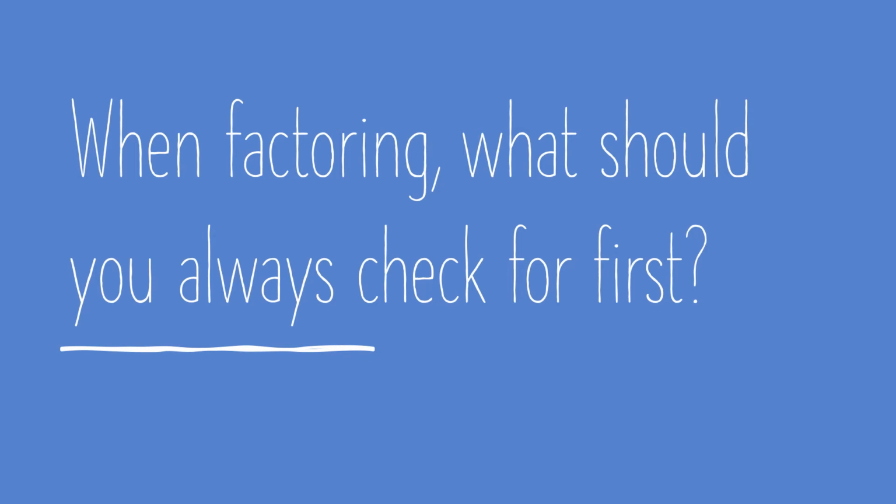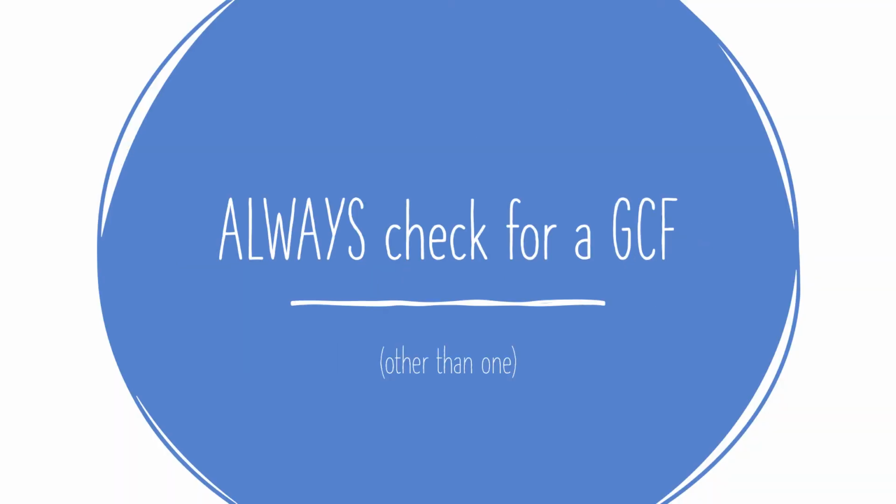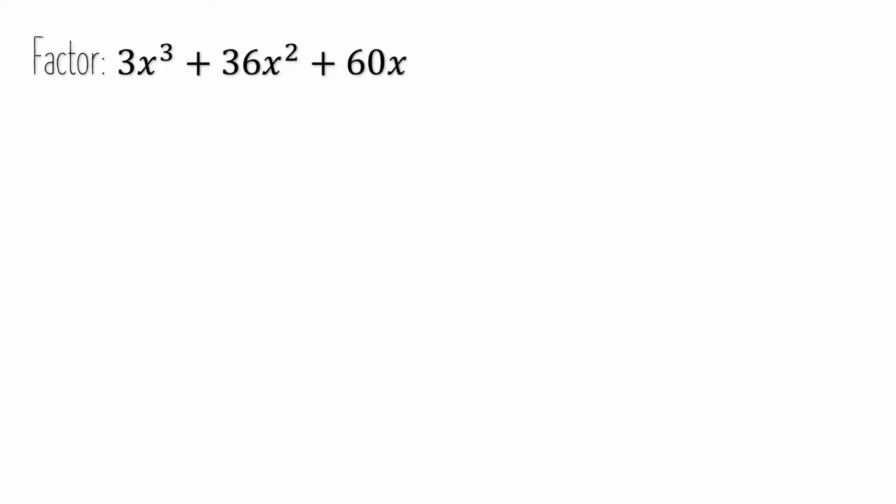So when factoring, what should you always check for first? You should always check for a greatest common factor other than 1. So now let's factor the expression 3x cubed plus 36x squared plus 60x. The first thing we'll check for is a greatest common factor between our three terms. So we're looking for the greatest common factor of 3x cubed, 36x squared, and 60x.